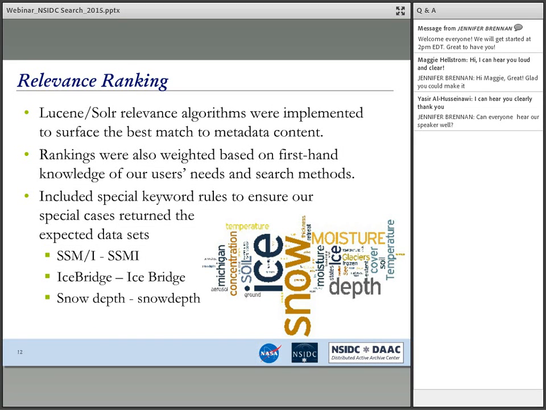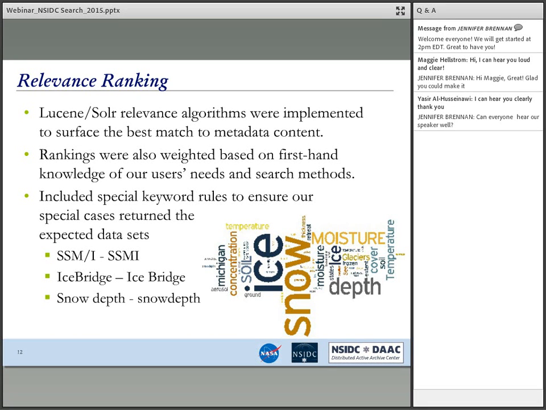So relevance ranking is using an algorithm to find the best match relevant to the metadata content. We used the particular technology of Lucene and Solr, which comes with relevance algorithms. Those would search our metadata and identify matches in different sections of the metadata record, depending on how we had it configured.